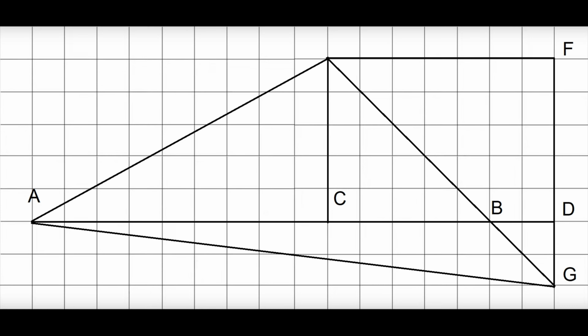For let any straight line AB have been cut in half at point C, and let any straight line BD have been added to it straight on. I say that the sum of the squares on AD and DB is double the sum of the squares on AC and CD.